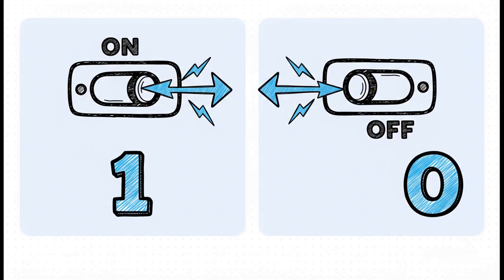See, when that switch is on, letting current flow, we call that a 1. And when it's off, blocking that flow, well, that's our 0. Every photo you take, every song you stream, every single thing your computer does is just built from endless strings of these ones and zeros, all controlled by billions of these tiny switches.